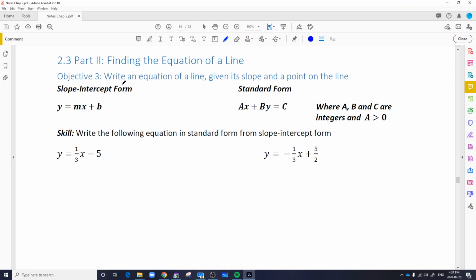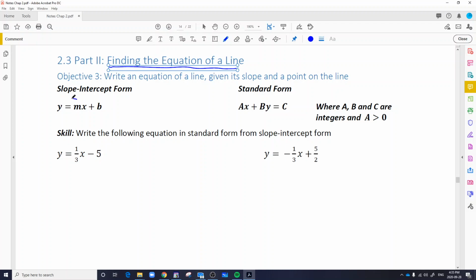Now chapter 2 moves on from graphing lines to finding the equation of a line. To find the equation of a line, your process is always going to be the same. There's two methods that you can use, and before we can start doing it, what I want to make sure you understand is that there are two forms of an equation.